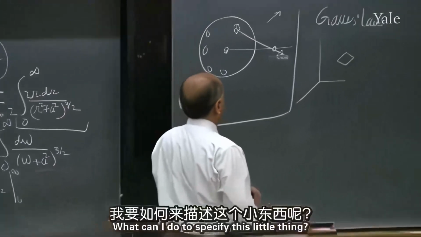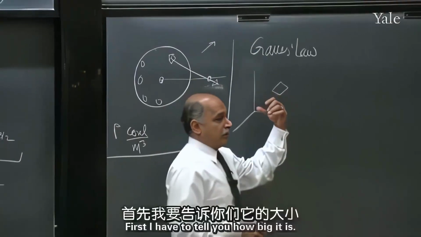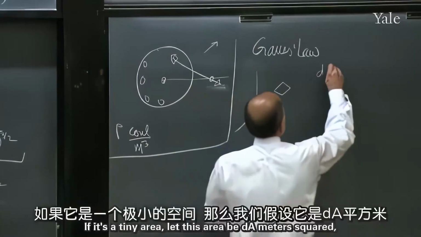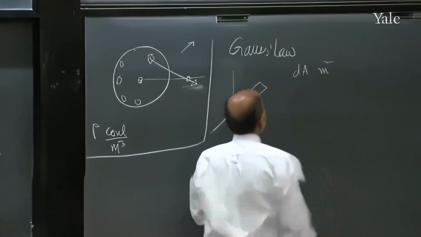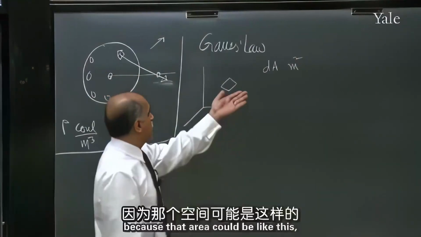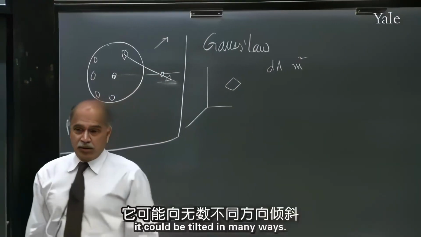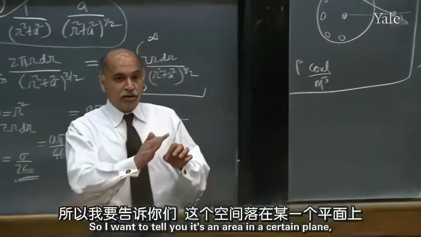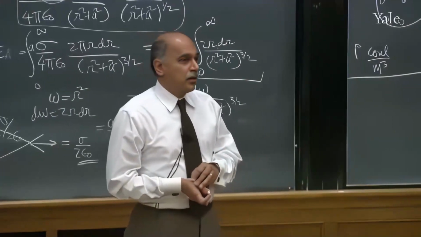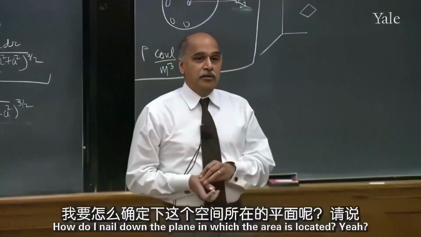What can I do to specify this little thing? First, I have to tell you how big it is. If it's a tiny area, let its area be dA meters squared. But that doesn't tell me about the orientation of this area, right? Because that area could be like this, it could be like this, it could be tilted in many ways. So if I want to tell you it's an area in a certain plane, what should I do? How do I nail down the plane in which the area is located?